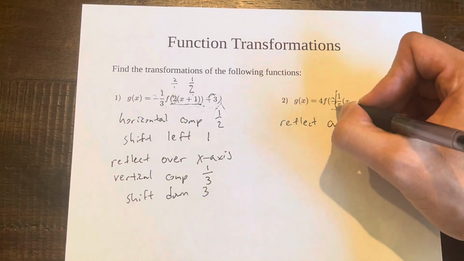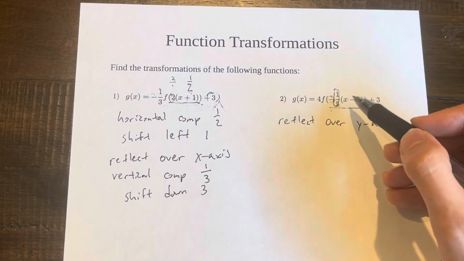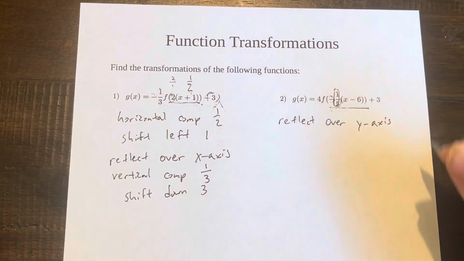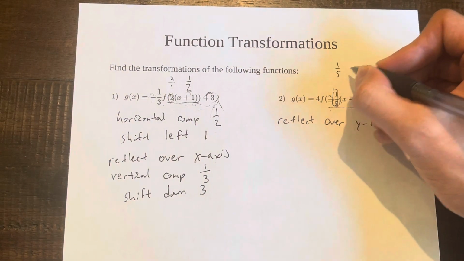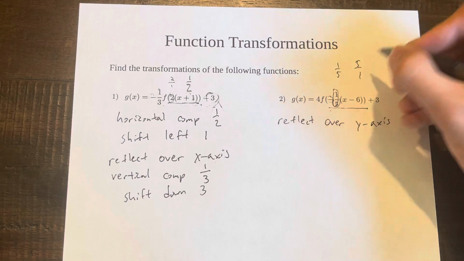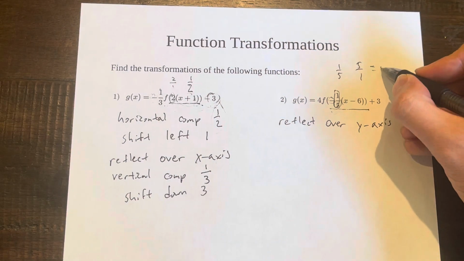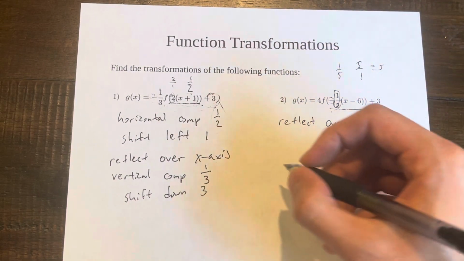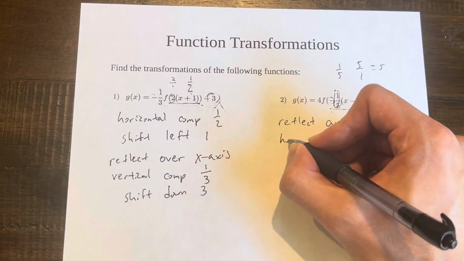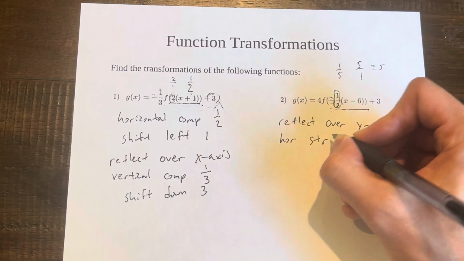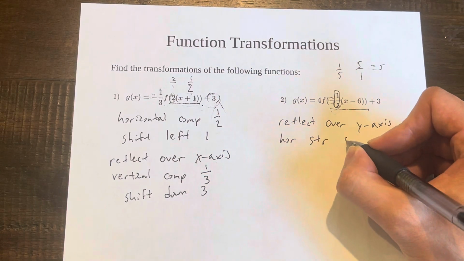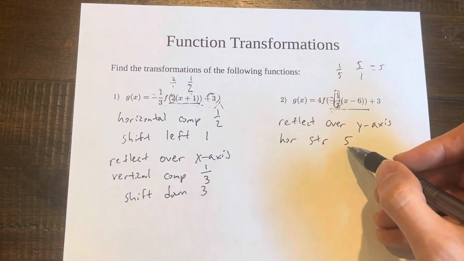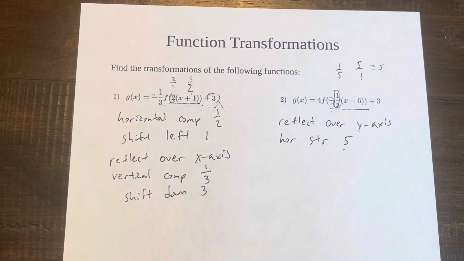And then this 1/5, since we're moving left to right, this is going to be our next transformation. And with the 1/5, since we're inside the parentheses, we have to flip the fraction. And this is just 5. So it's going to be a horizontal stretch by 5, because it's a stretch because 5 is greater than 1.